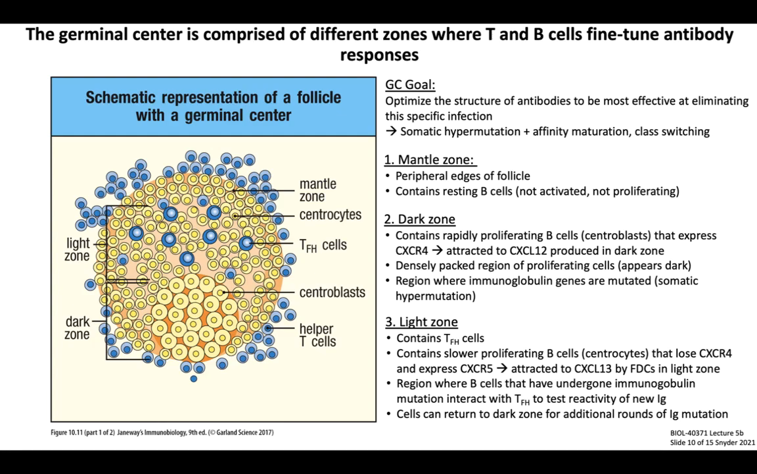Importantly, the light zone is the region of the germinal center where B cells that have mutated immunoglobulin proteins in the dark zone now interact with TFH cells to test their new form of immunoglobulin, and also they can undergo class switching here. Note that B cells in the germinal center can undergo multiple rounds of mutations by cycling between the light and dark zones, and that this cycling is critical for optimizing antibody responses.